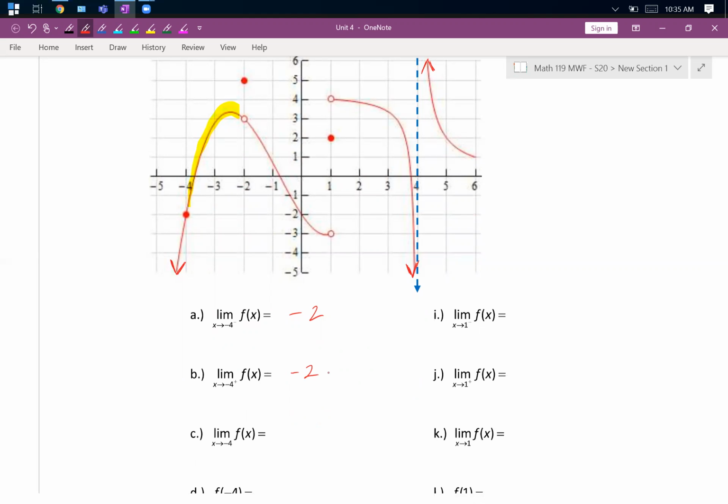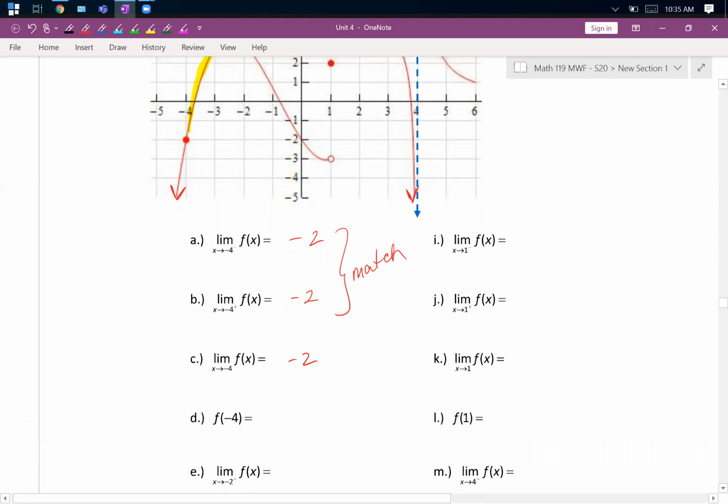Since these two match, that limit exists and it's equal to -2. What was f of -4? The actual value? -2. So sometimes the limit and the actual value actually are the same thing.